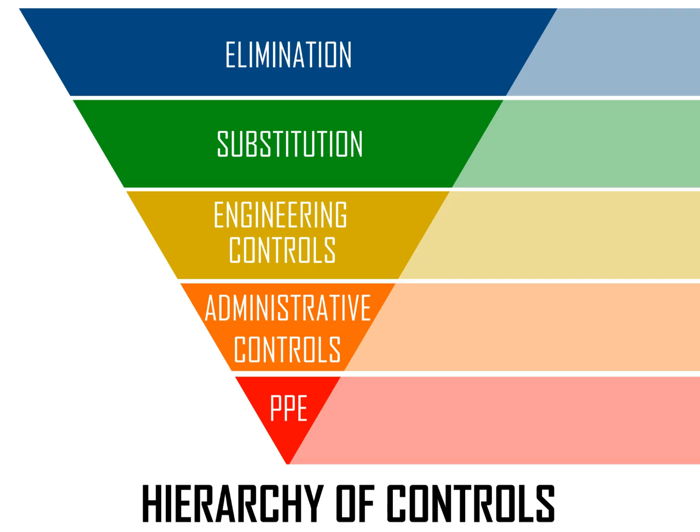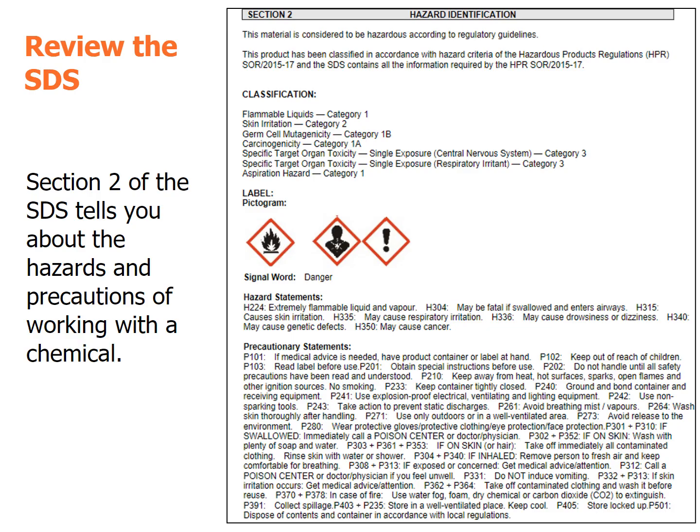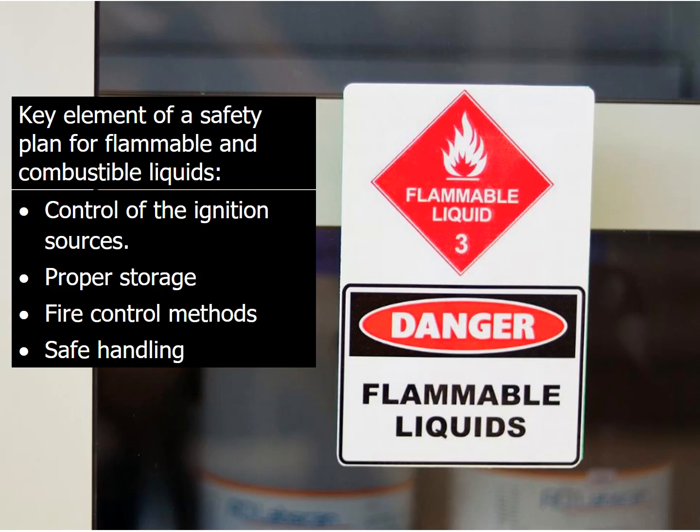Let's now review a list of hazard controls, following the hierarchy of controls to protect yourself from chemical exposure in the workplace. Start by reviewing the safety data sheet for the flammable or combustible liquid you are working with. Section 2 of the SDS tells you about the hazards and precautions of working with the chemical. Ask your supervisor for clarification if necessary. A good plan for the safe use of flammable and combustible liquids contains these components: control of the ignition sources, proper storage, fire control methods, and safe handling procedures.